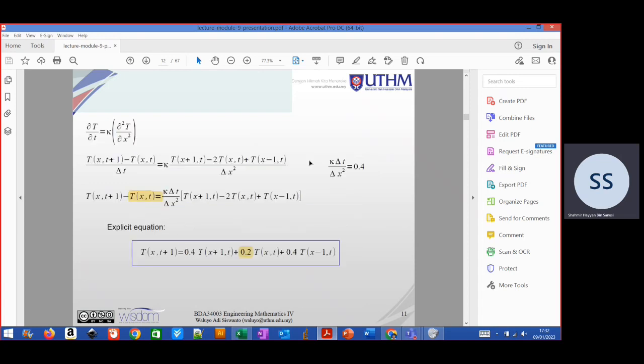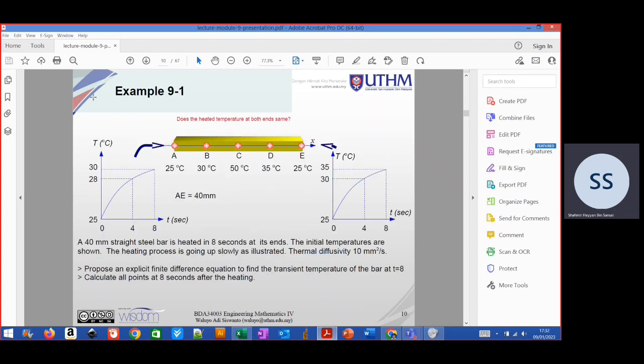So basically, this is the temperature difference rate. All right, so let's try to solve example 9-1. So when we look at this example, a 40 millimeter straight steel bar is heated for 8 seconds at its ends. So meaning that both ends were heated for 8 seconds, point A and point E. The initial temperatures are shown.